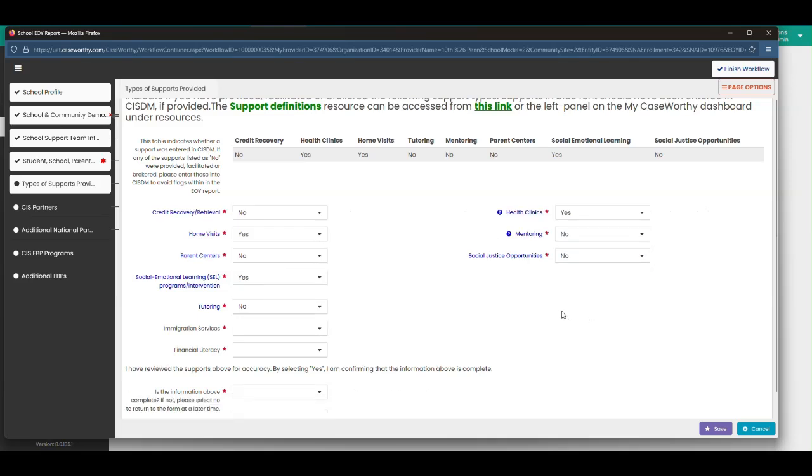In the slideshow that I sent you, it has updated descriptions for social justice opportunities, I believe for home visits, and I think for social emotional learning. I think those were new additions this year.